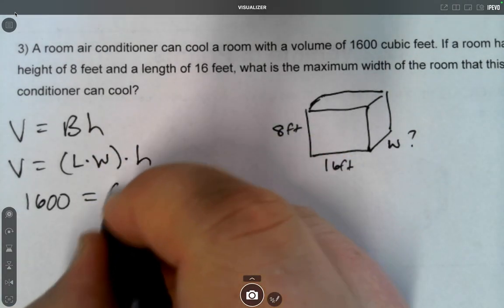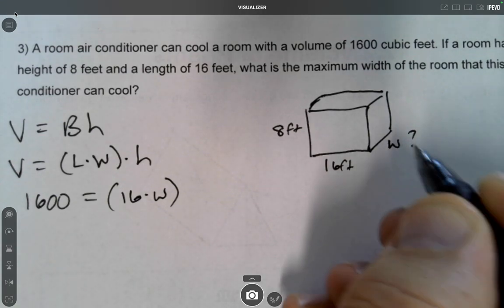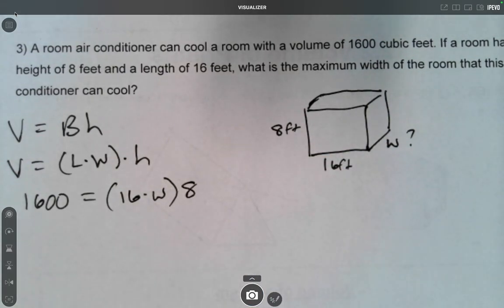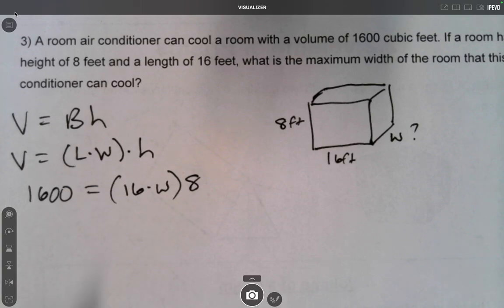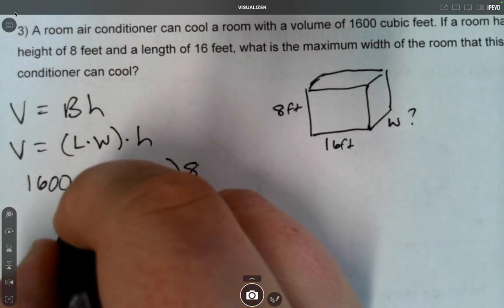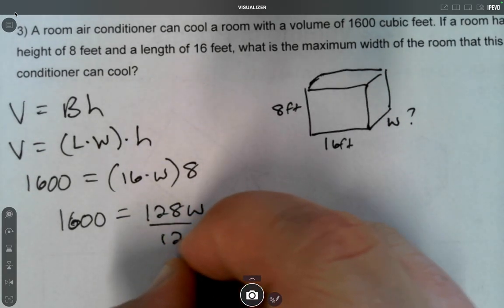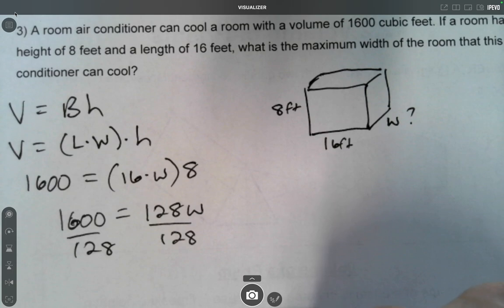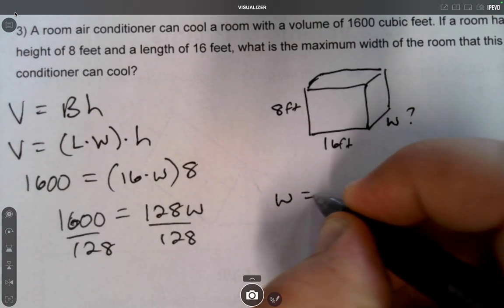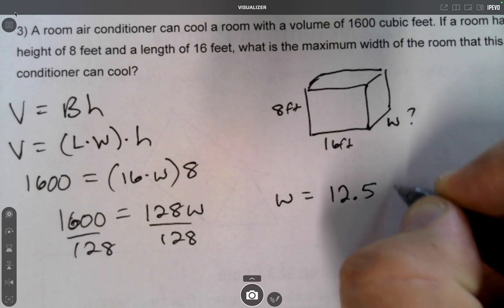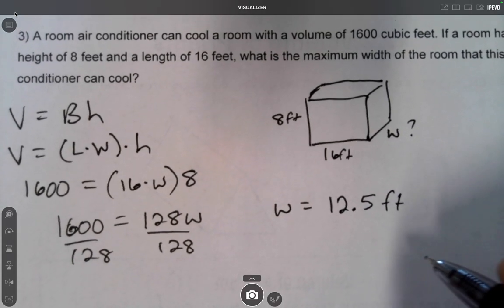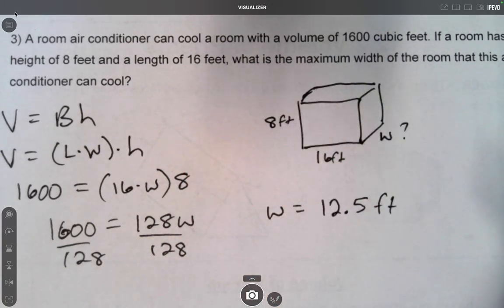They gave us the length, it's 16. They gave us the height, it's 8. So we're using the same formula, but this time instead of solving for the volume, we're solving for the width. 16 times 8 is 128. And we'll divide both sides by 128 and find out that the maximum width of this room can be is 12.5 feet. Because otherwise the room would be too big for this air conditioner to be able to cool it well.